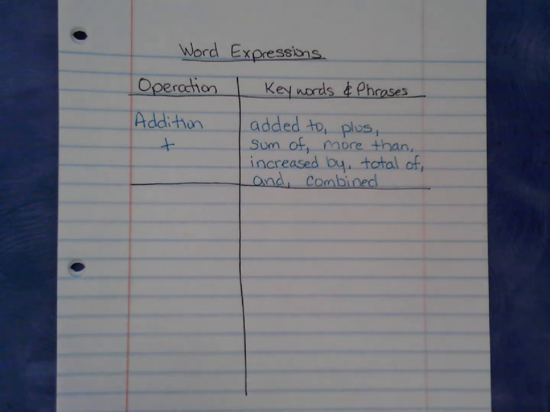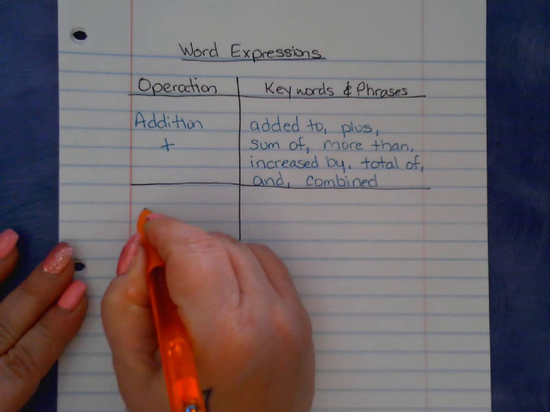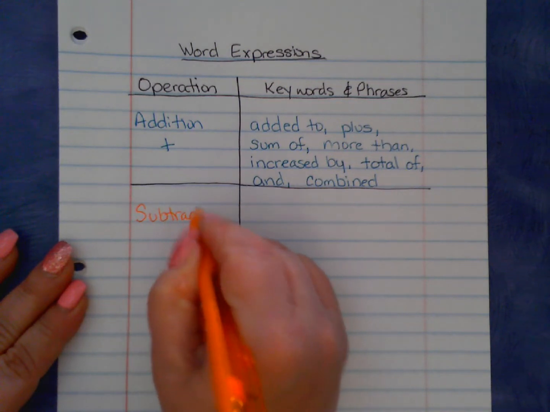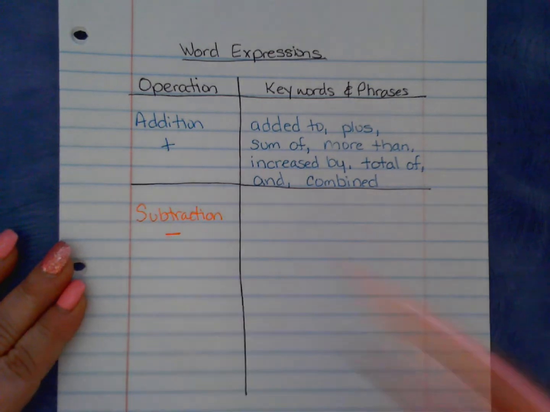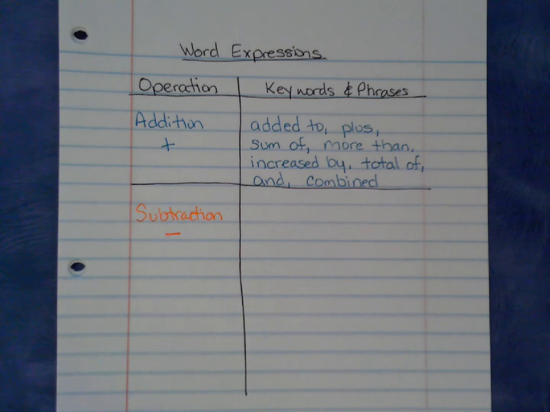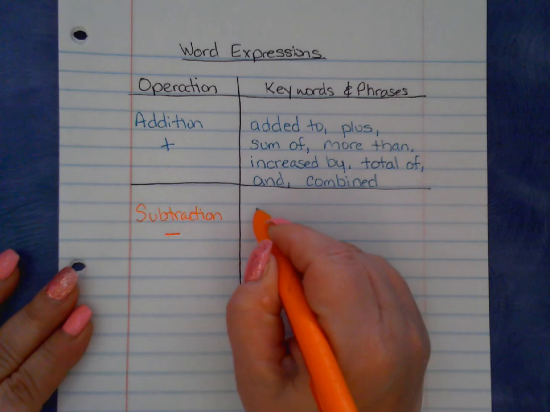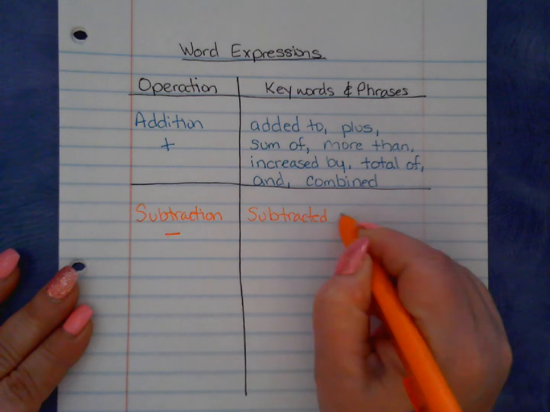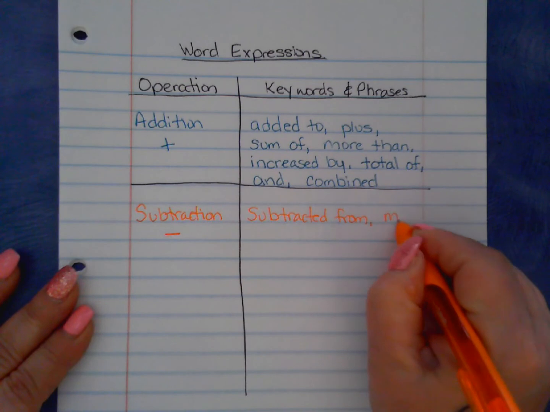Okay, so the next operation, you probably can figure that one out yourself. What we're going to do next is subtraction. Okay, and remember that this is the mathematical sign for the operation. And so, again, just some common keywords and phrases. Well, how about the basic subtracted from? This one's real basic, minus.